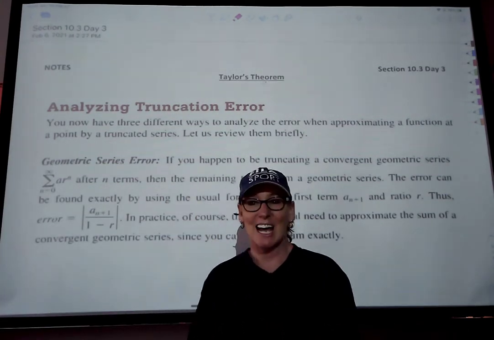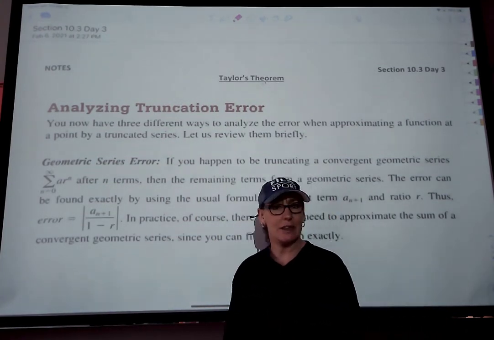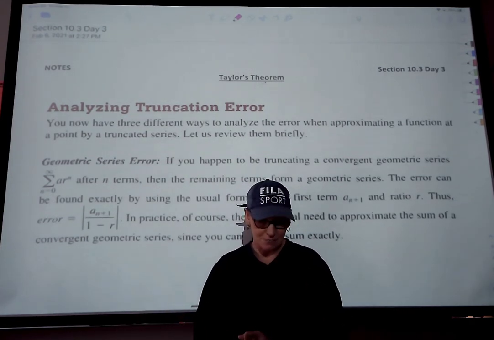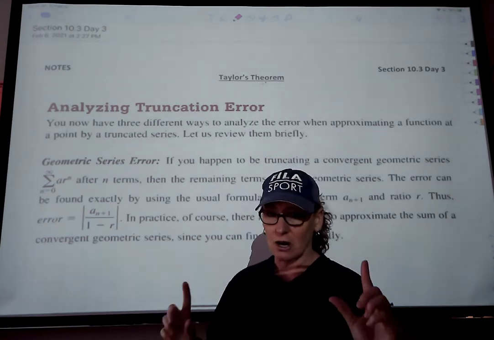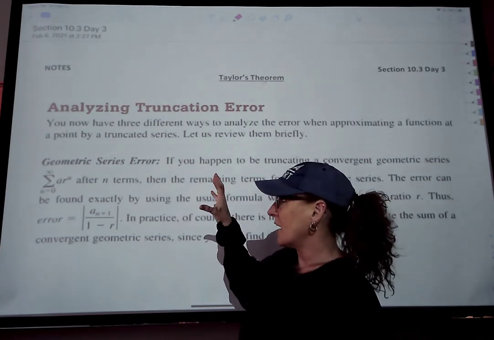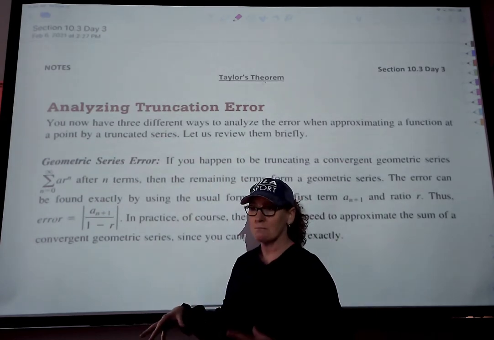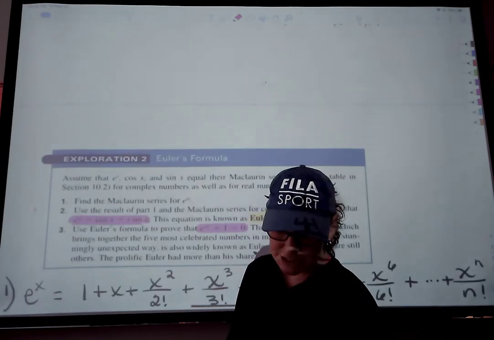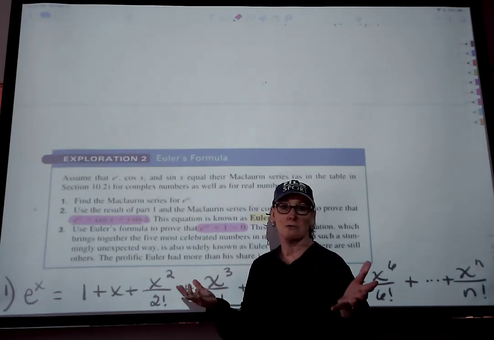Hey guys, I have your notes here for section 10.3, day 3, and this will be the last page of notes for section 10.3. It shouldn't take too long. It's kind of a review, so we're going to go over some of the error bounding, and then I get to show you where Euler's formula comes from.